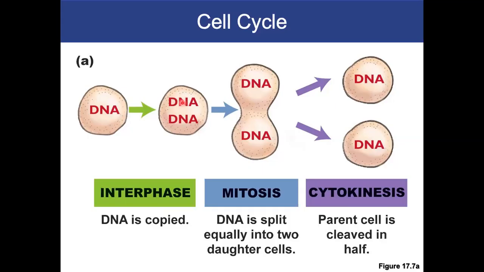Then in mitosis, what ends up happening is you have the 46 chromosomes going in one cell, and then the duplicates of those 46 going in another cell, and then they split. The splitting of the plasma membrane is called cytokinesis. And so at that point, you've made two daughter cells that are genetically identical to the parent cell.